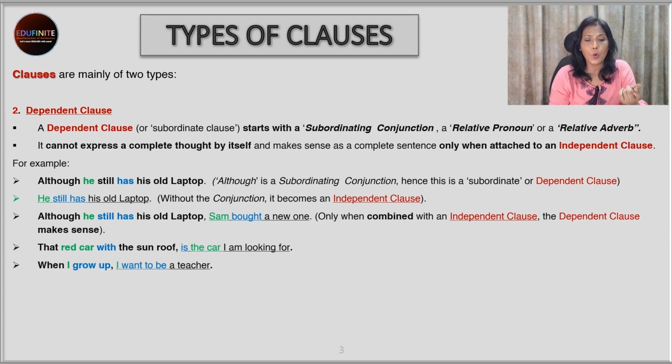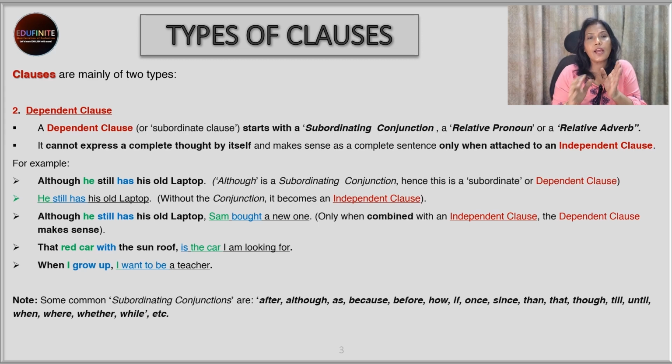Next, when I grow up, I want to be a teacher. So again, when I grow up. So what is happening? I is the subject, grow up is the phrasal verb. So that's the verb or the verb phrase, and that's why it's giving us some meaning, when I grow up. So it gives us some partial meaning, though not a full complete thought. So it's a dependent clause. The next one, this is the independent clause. So when I grow up, the dependent or the subordinating clause, being attached to the main independent clause, I want to be a teacher, this becomes a complete sentence.